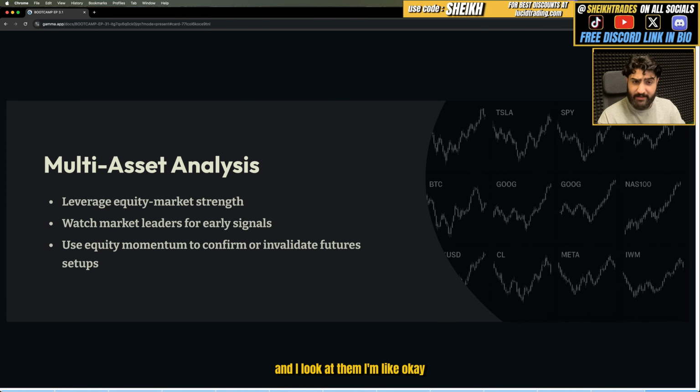And I look at them, I'm like, okay, NVIDIA is breaking down. It's relatively weak to the market. So I know that if NVIDIA breaks down and NVIDIA creates that panic, then everything else follows along with it. And if everything else follows along with it within the chip sector or within the tech sector, then I know that NQ will follow it as well. We watch market leaders for early signals. Use equity momentum to confirm or invalidate future setups.